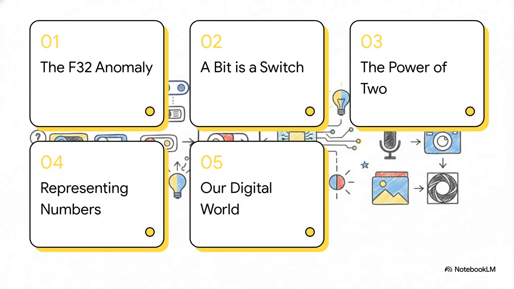Okay, so here's the plan. First, we're going to look at this weird little glitch called the F32 anomaly. Then we'll get right down to it. What is a bit? Spoiler, think of it like a light switch. After that, we'll see the insane power you get when you start combining those switches, how that lets computers handle numbers, and finally, how that simple idea builds our entire digital world. It's going to be fun.